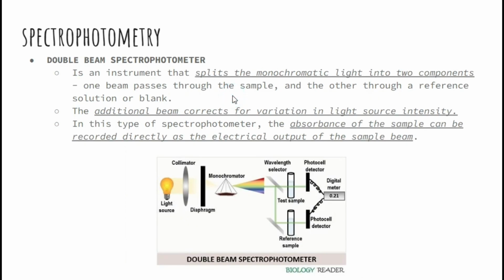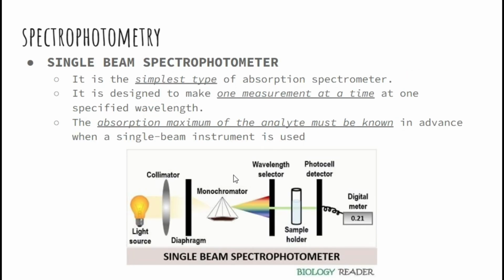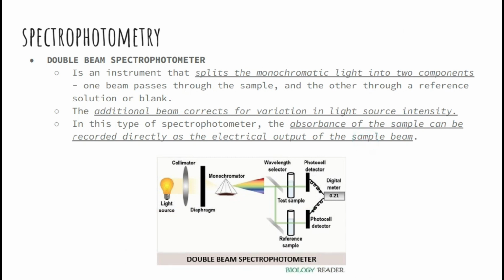So what's the difference naman po between a single beam and a double beam? Double beam spectrophotometer is an instrument po that splits the monochromatic light into two components. One beam will pass through the sample and then the other beam will pass through a reference solution or blank. Kung titingnan po natin dito sa ating single beam, as you can see, yung ilaw po natin, isa lang po yung dadaanan. This one lang. Comparing this with a double beam spectrophotometer, from here instead of dito lang po siya dadaan, meron pa po siyang isang pagdadaanan, which is the reference solution or the reference sample.